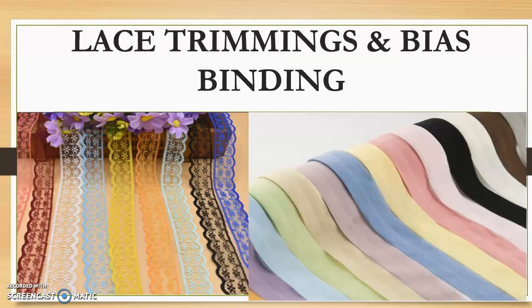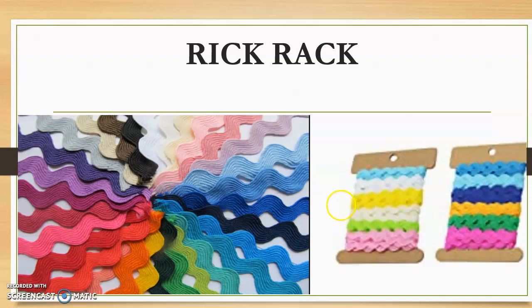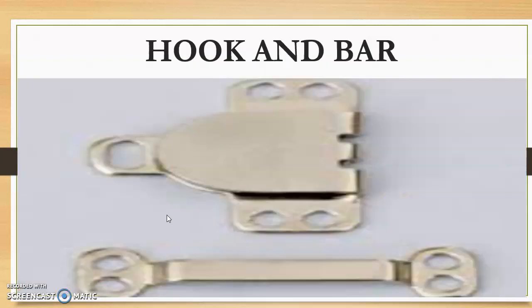We have lace and trimmings. The first picture over here, these are different types of lace trimmings, and this is bias binding. They are used to neaten the articles. Here's a clearer picture of rick-rack. These are used to beautify or decorate our clothes and garments.